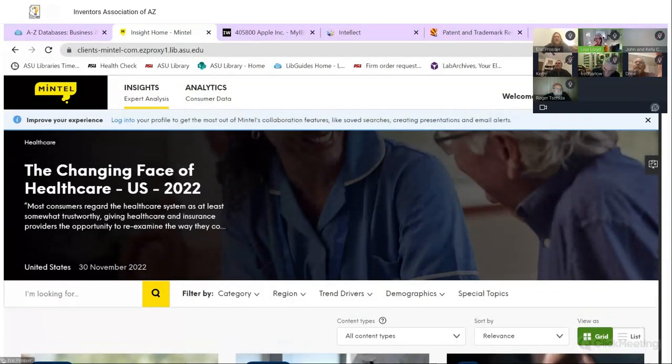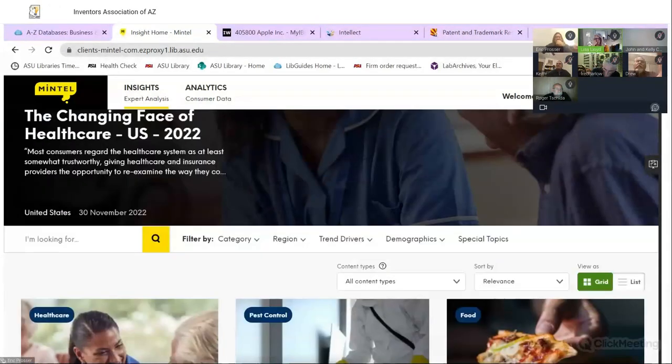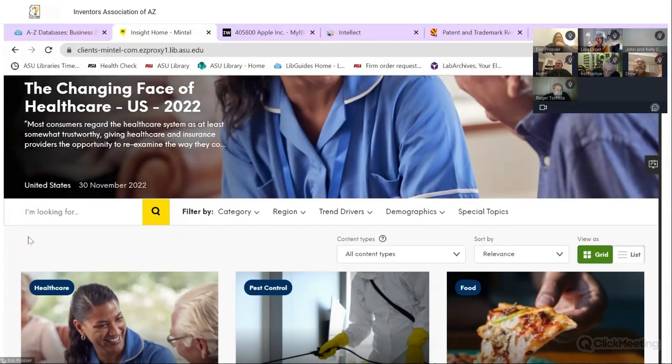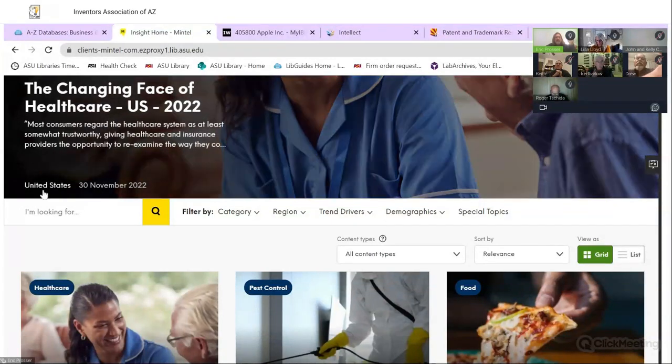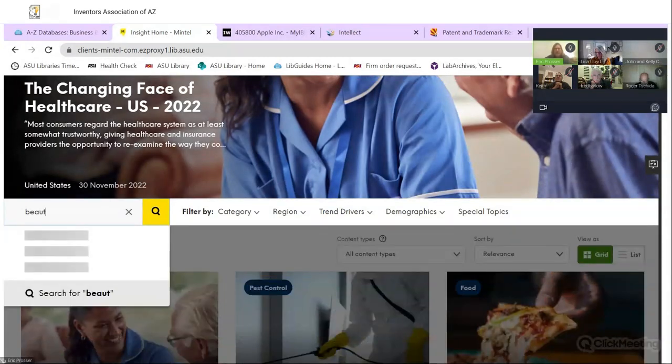And so Mintel, this tends to do more of market analysis in the sense of looking at it from a marketing standpoint, looking at, hey, what are our projections in the future? Where's this industry at? So let's say if we were doing, I don't know, beauty products.